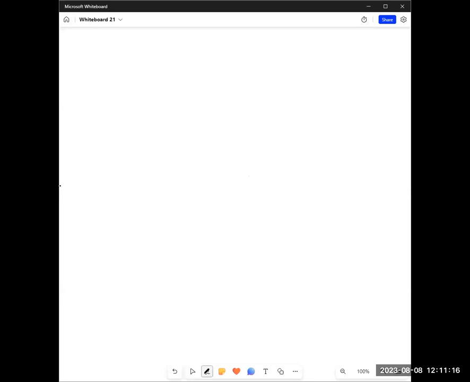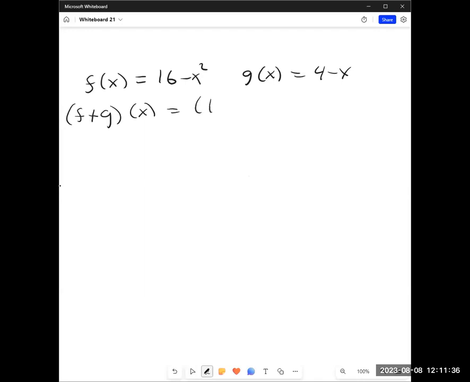Now let's go ahead and try doing some compositions with some nonlinear functions. So f of x is equal to 16 minus x squared, and g of x is equal to 4 minus x. So I'm going to add them together first. That's going to be 16 minus x squared plus 4 minus x.